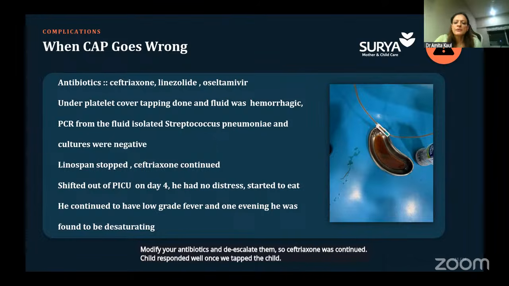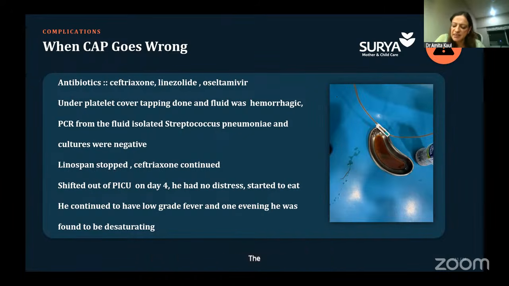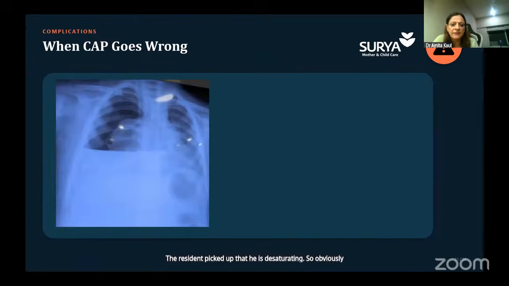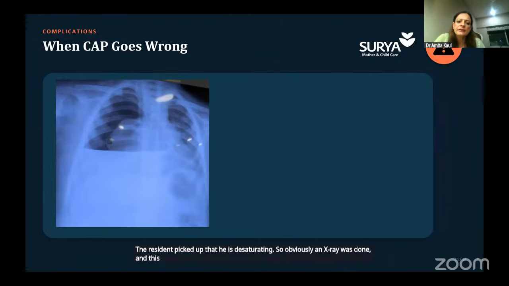We shifted the child out of PICU on day 4. He had no distress. He started to eat. He was better. But he was having continuous low grade fever, and one evening on rounds, the resident picked up that he is desaturating. So obviously an X-ray was done, and this is what we saw on the X-ray. So what is this on the X-ray? We see a hydropneumothorax.